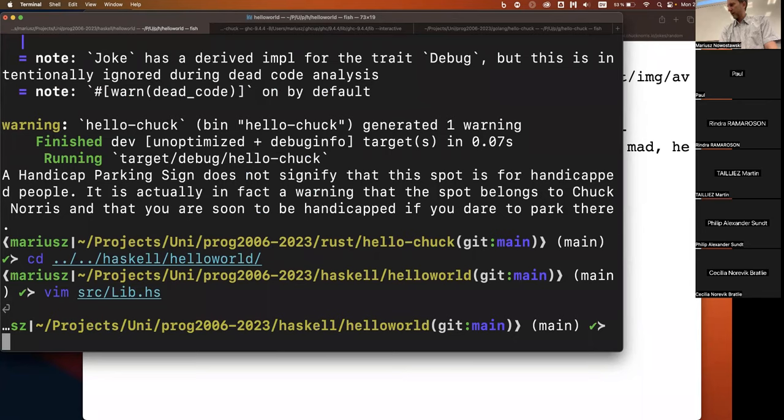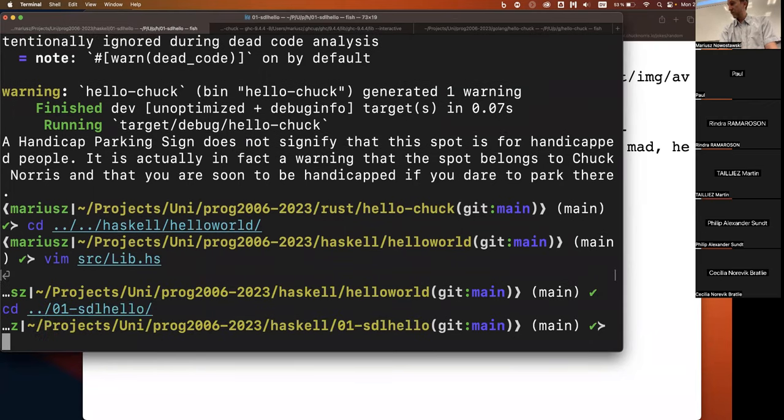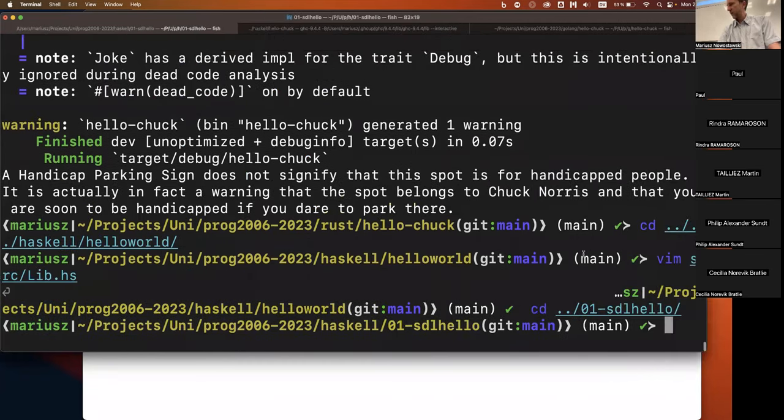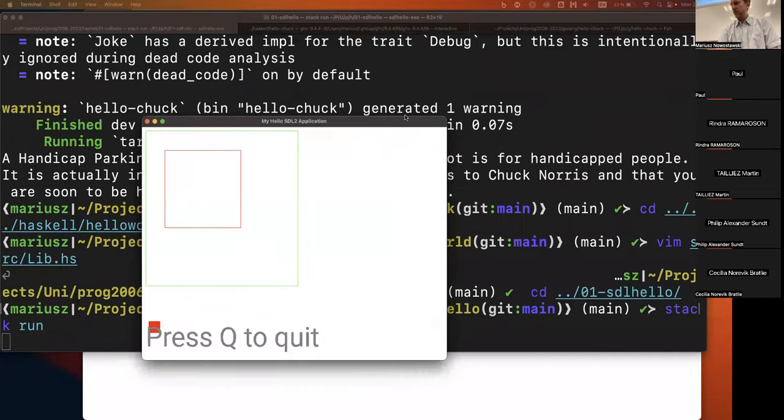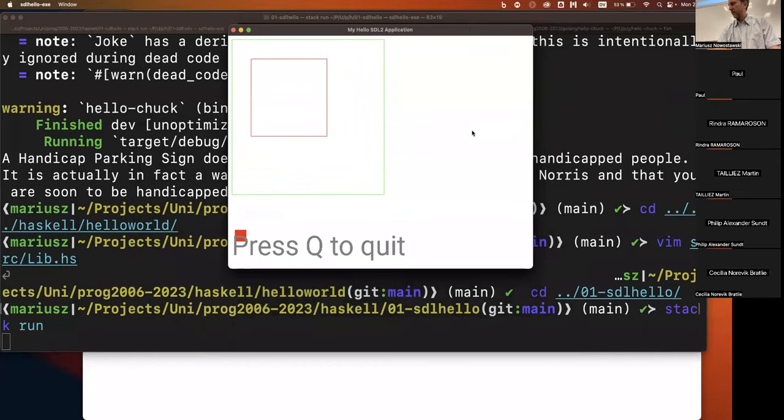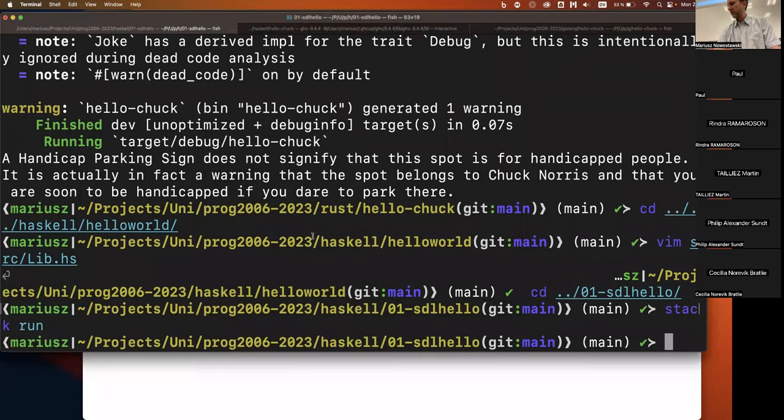And what else do we have? We have now the infamous 01 SDL hello, which should compile on Windows. Let me know how it goes. It does compile. So on Windows, you have to use Cabal. Here I can use stack, and I already have it pre-compiled, so it just runs, and it draws three squares, and prints the text.